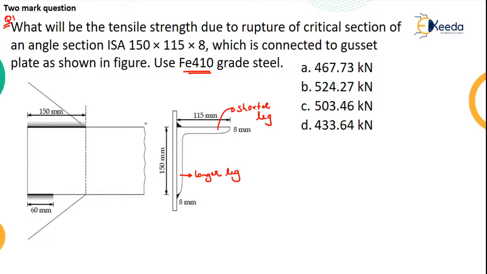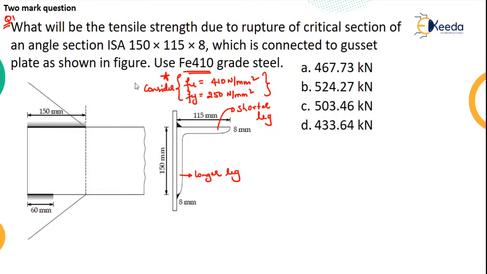So they have asked us to use Fe 410 grade of steel, right? So for Fe 410 grade of steel, your ultimate stress is nothing but 410 Newton per mm square, and your yield stress is 250 Newton per mm square. This is a standard. They will not tell you every time. If it is given Fe 410 grade steel, this has to be considered. Okay.